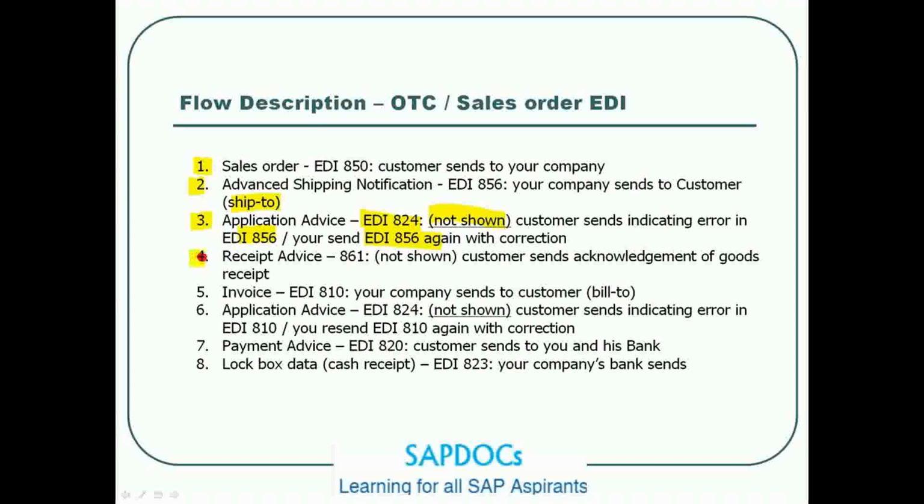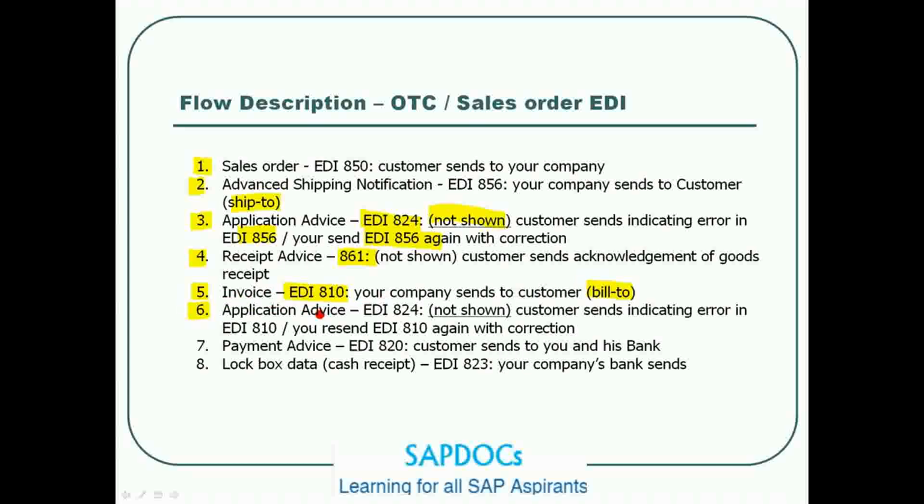Number 4 is receipt advice. It is not shown in the flow either. This 861 or receipt advice is sent in response to the goods that the customer receives. The moment the customer receives the goods, he will let you know that he has received them. Once the goods are received, then you are good to do the invoice. You send the EDI 810 and it's sent to the bill-to party.